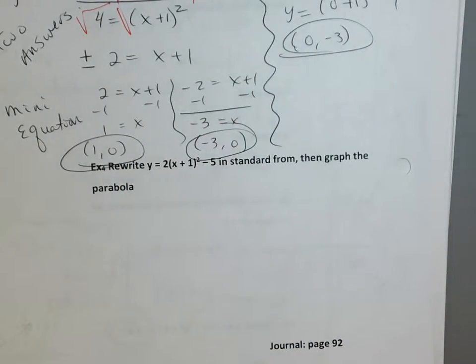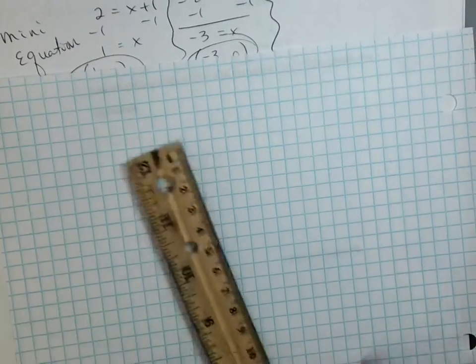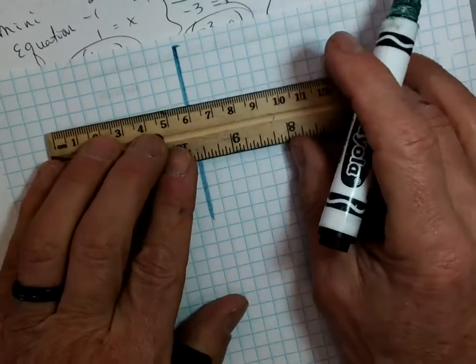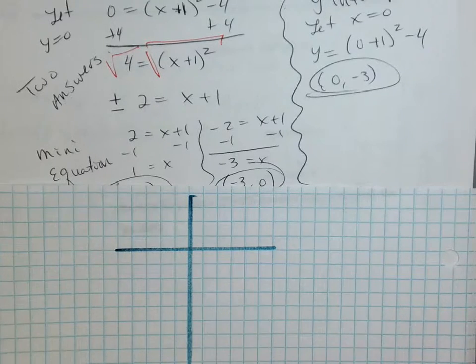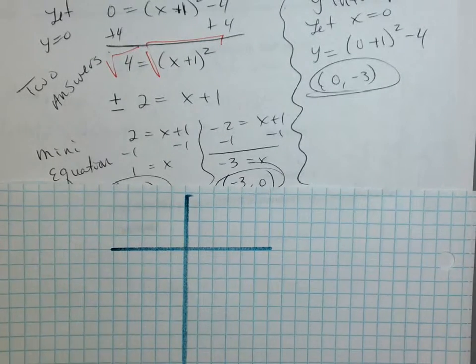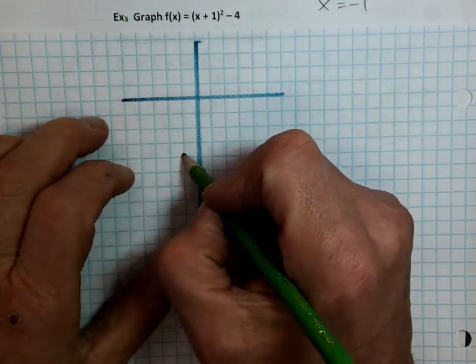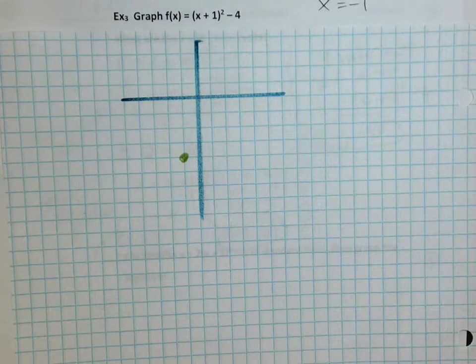Now, if I want to graph this, I've got everything I need, right? Let's put it all together. So, xy axis. Let's put down what I know. I know I've got a vertex at negative 1, negative 4. There's my vertex. I've got a line of symmetry, which has to go right through that.